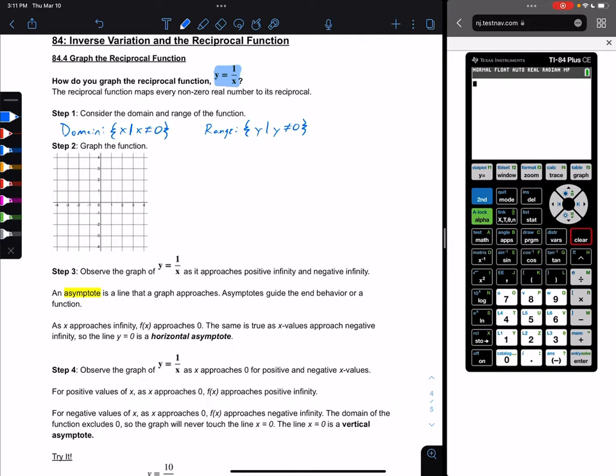Don't overthink this. We'll get into more specifics and you'll start to understand it as we go through this example and the following one. In step 2, they want us to graph the function.